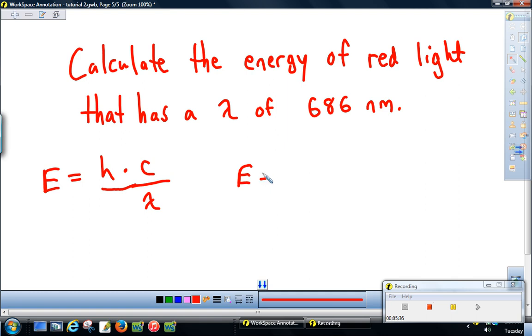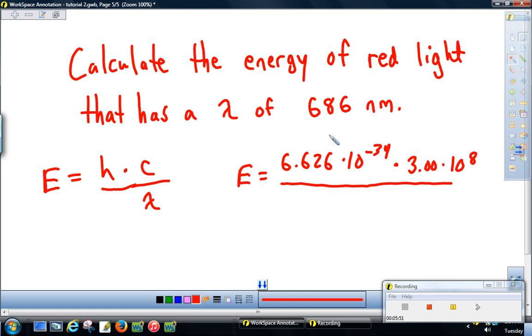The energy of a wave is equal to Planck's constant, 6.626 times 10 to the negative 34th joule seconds, times the speed of light, which is 3.00 times 10 to the 8th meters per second, all over the wavelength, which is 686 nanometers. 686 nanometers are 686 billionths of a meter, and the exponent for billionths is times 10 to the negative 9th. Even though this isn't proper scientific notation, for the sake of putting it into our equation, we can leave it like this. Otherwise, you could rearrange it and make it 6.86 times 10 to the negative 7th, but we don't have to do that. So we can solve for energy if we take Planck's constant times the speed of light divided by the wavelength in meters.